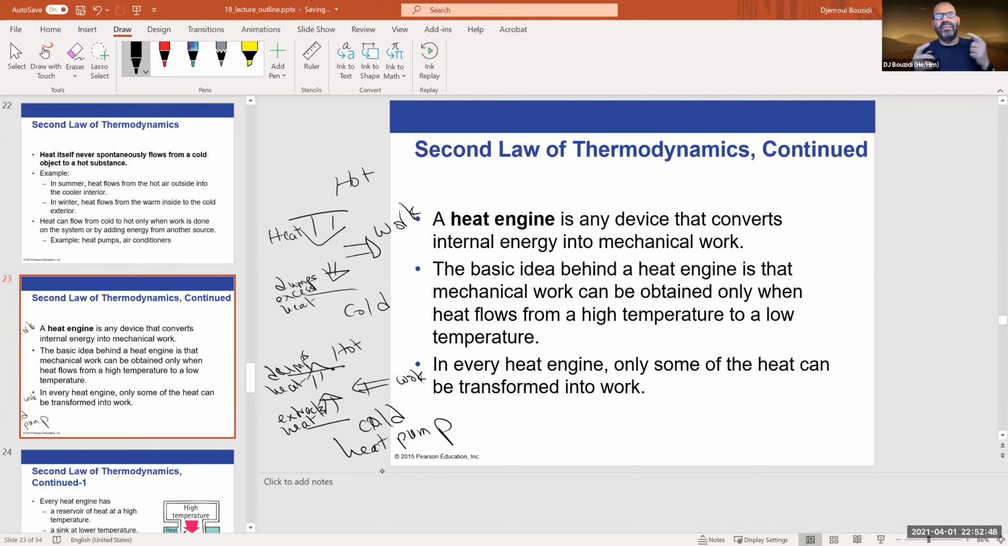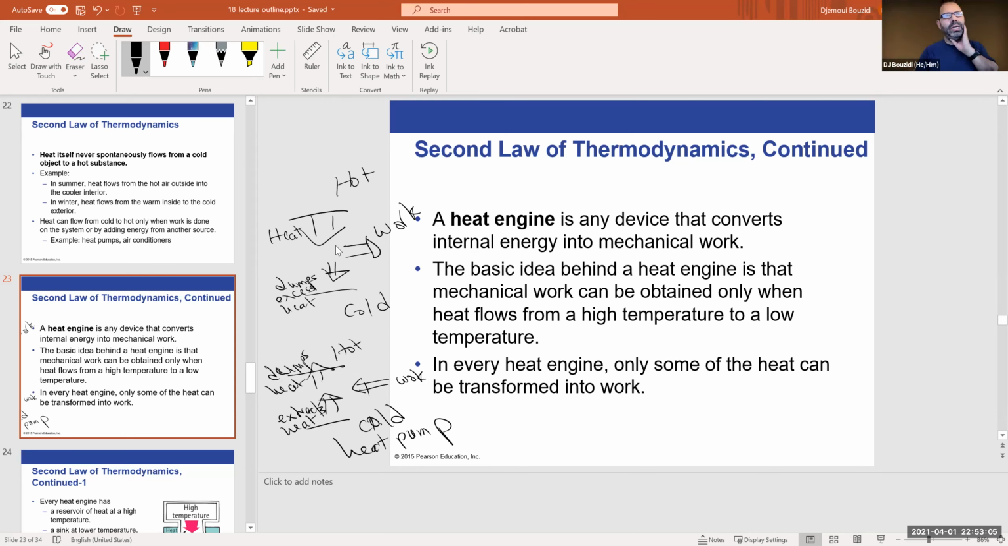Do these two models make sense to you guys? Yeah, that makes sense. Very good. They're working basically opposite to one another.